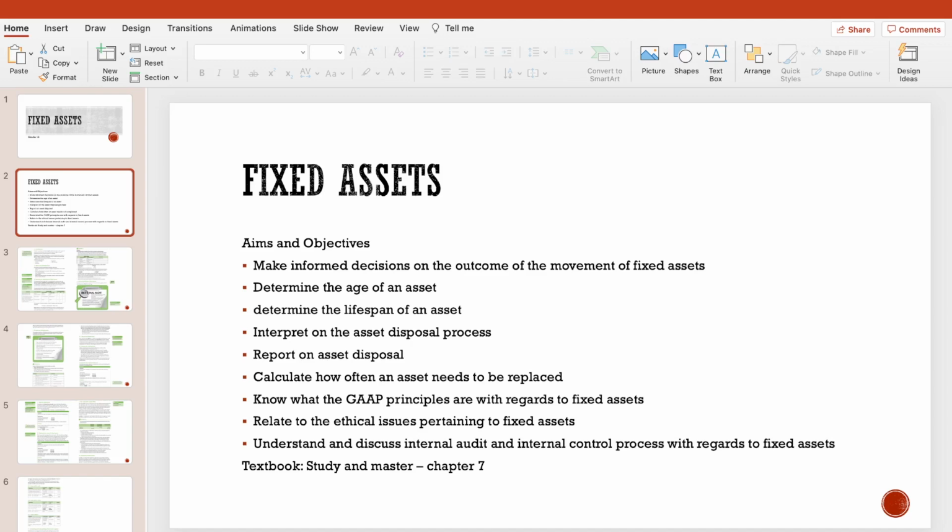So in the fixed assets, we will make informed decisions on the outcome of the movement of our fixed assets, as well as determine the age of an asset, determine the lifespan of an asset, interpret the asset disposal process, report on an asset disposal, and calculate how often an asset needs to be replaced. Know what the GAAP principles are in regards to fixed assets, as well as the ethical issues, and understand also internal audit and control. I work out of the Study and Master textbook, chapter 7.